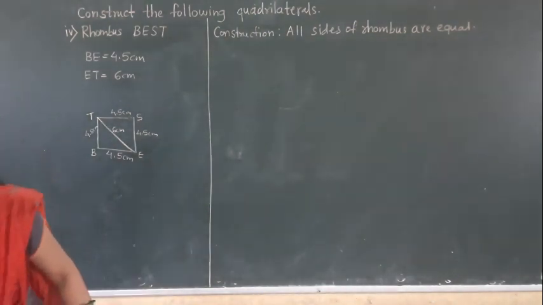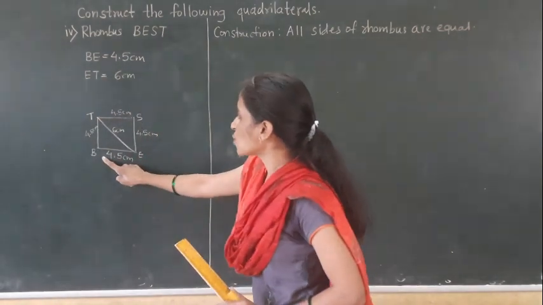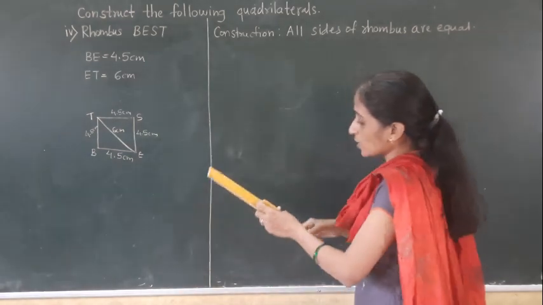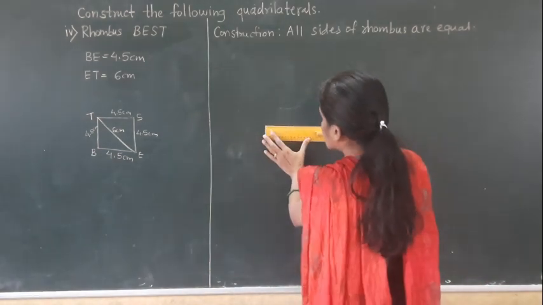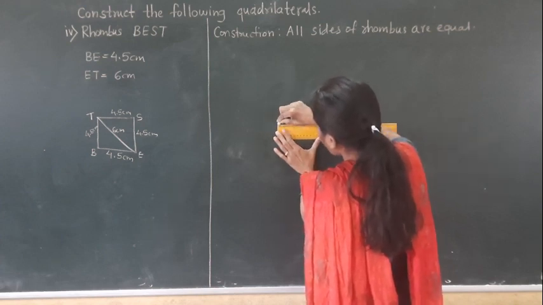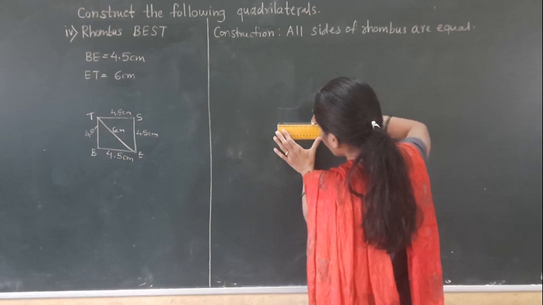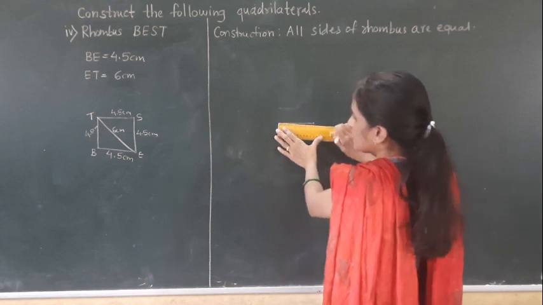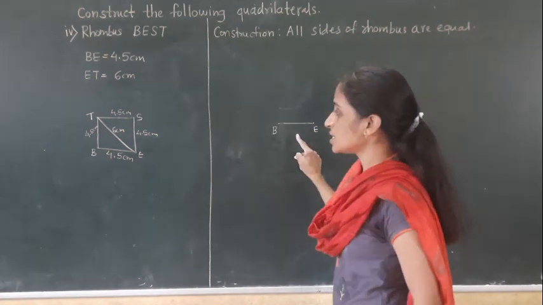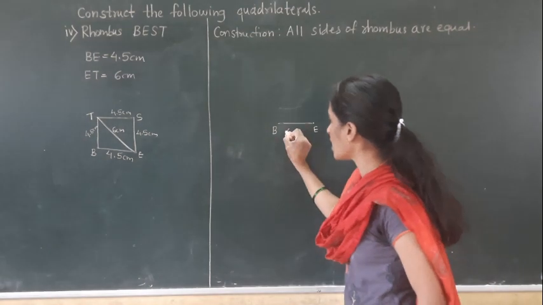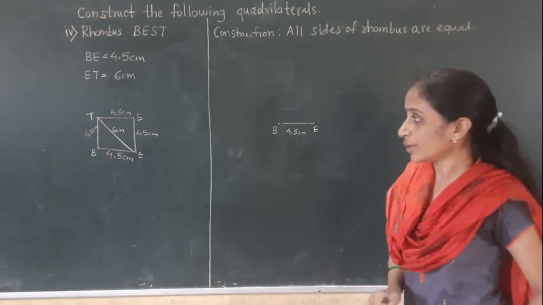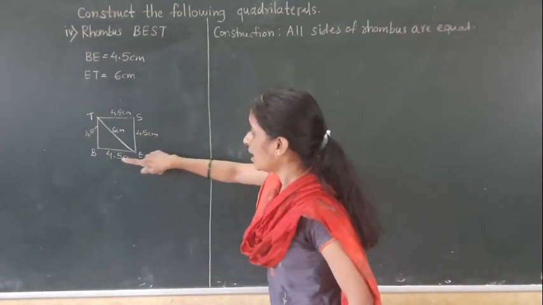Now what is the first step? First we will draw BE. Draw a line segment of 4.5 cm. See here, 4.5 cm. This is B, this is E. How much is it? 4.5 cm. So I have written the name 4.5 cm here. Now BE, I have drawn.